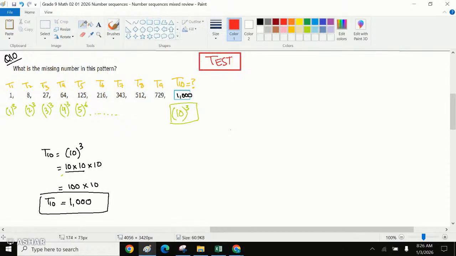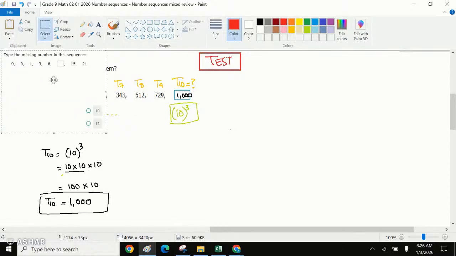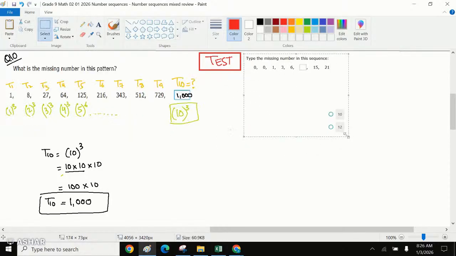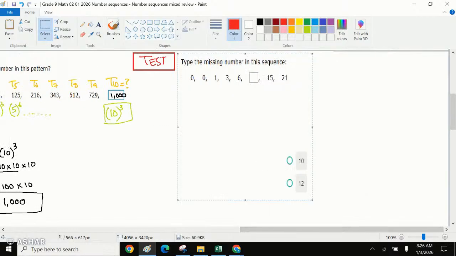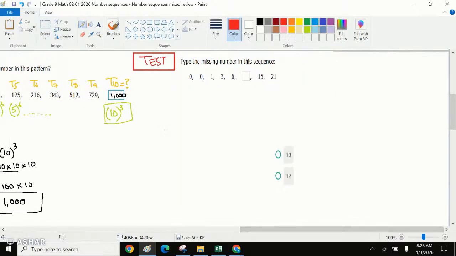This is the test, and we say question number 1 is this. Okay, this is question number 1. I'll just change the positions. We have 2 options given to us, option A and option B. This is question number 1 from the test.